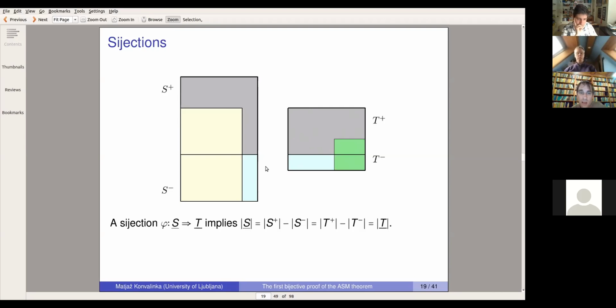And if you have a sijection, then the sizes of the two sign sets are the same. This is obvious. This yellow part cancels, this green part cancels. Those two are also equal, so you get equality. So this is a way to prove that two signed enumerations are equal. And of course, if S minus and T minus are both empty, then there are no cancellations. This is just a bijection.